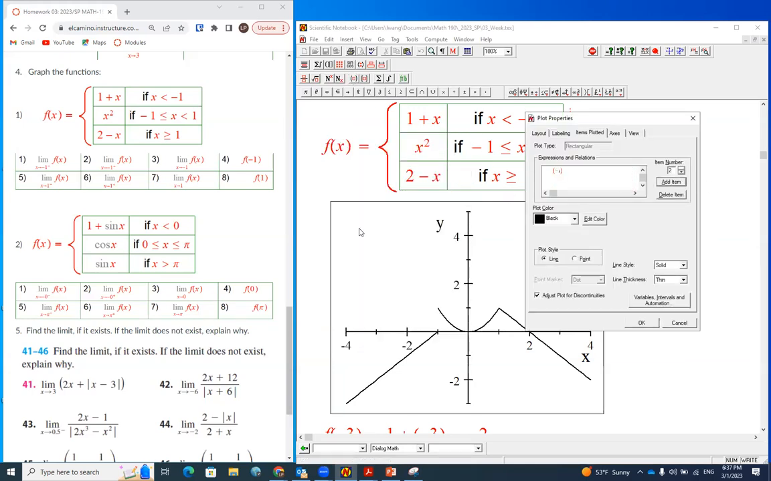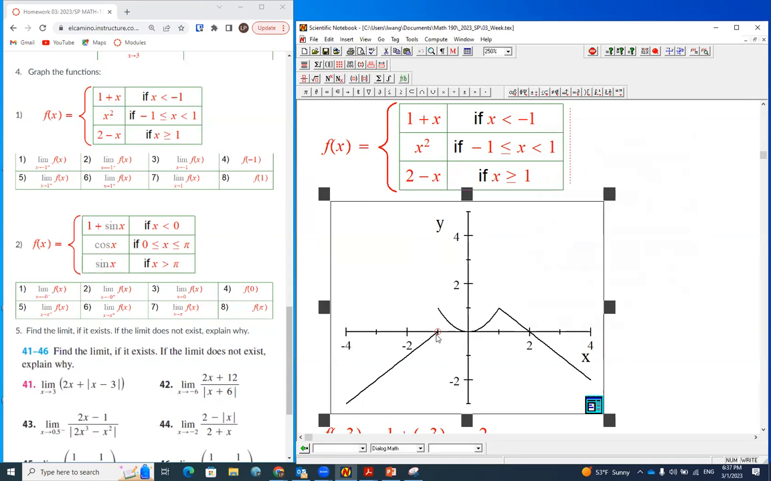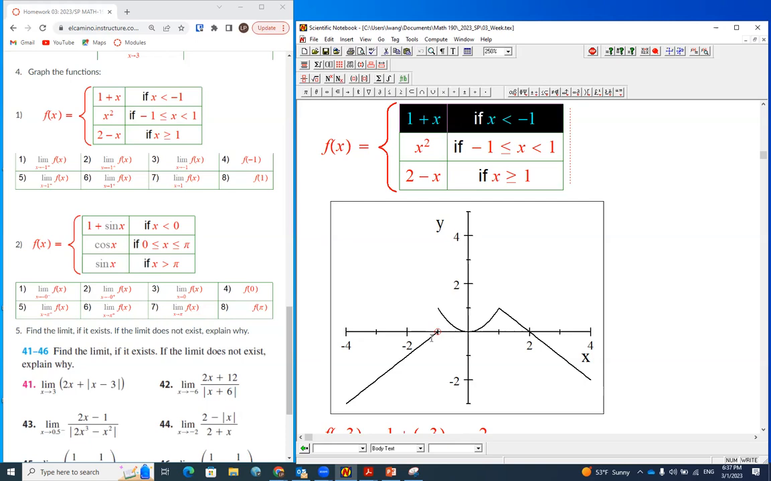Okay, -1, 0. We need to put a little circle right there. Circle. There. What it means is that when x is equal to -1, we cannot use this rule, which is corresponding to this line. We can only use the rule in the middle.